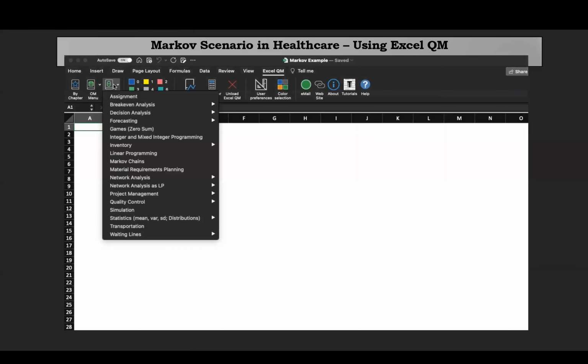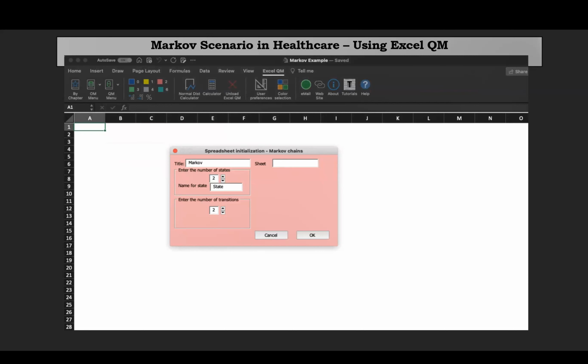So now we're going to do that exact same scenario in Excel QM. You're going to go to the menu and click Markov, and then it's going to pop up this menu. I like to type in my title just because I like to label things, and then you're going to name your sheet. The number of states is 2 states. We started with not working and working. And as far as the number of transitions, that's the number you want to predict forward. We're going to do 2 for this, but you could do as many as you'd like. So you click OK, and then it's going to pop up this.